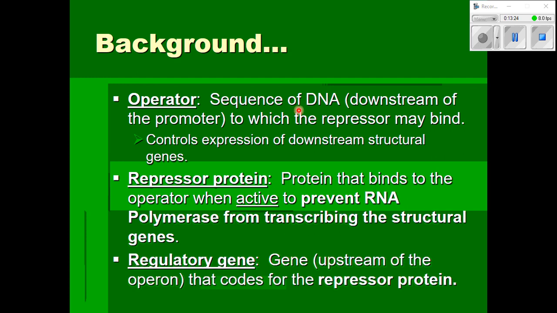It's the sequence of DNA downstream of the promoter. So that means it's right after the promoter or just to the right of the promoter, to which a repressor may bind. Well, what the heck is a repressor? Well, a repressor is a protein. It's a protein that can bind to the operator when it is in its active form. Now, notice this repressor protein is not always active, but when it is active, it can bind to the operator.